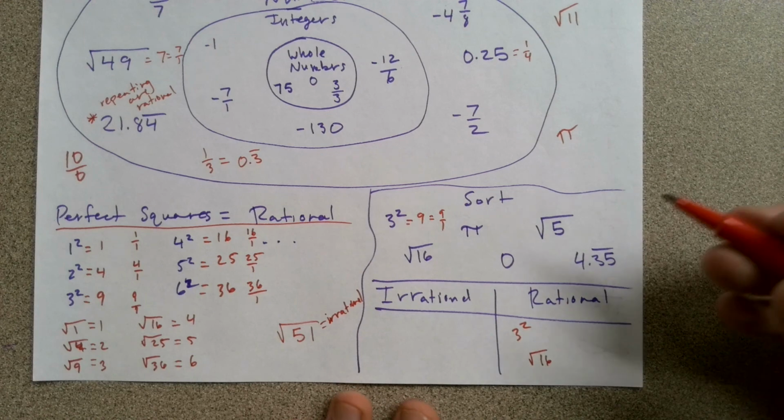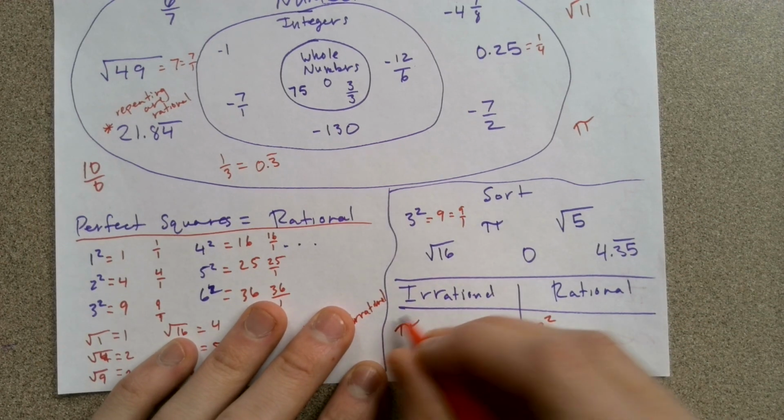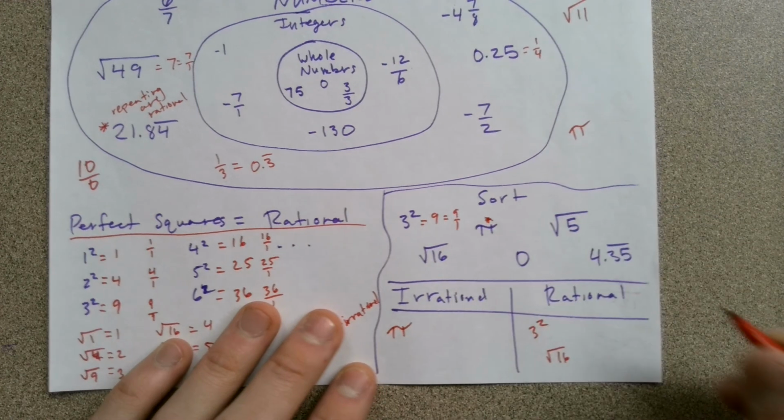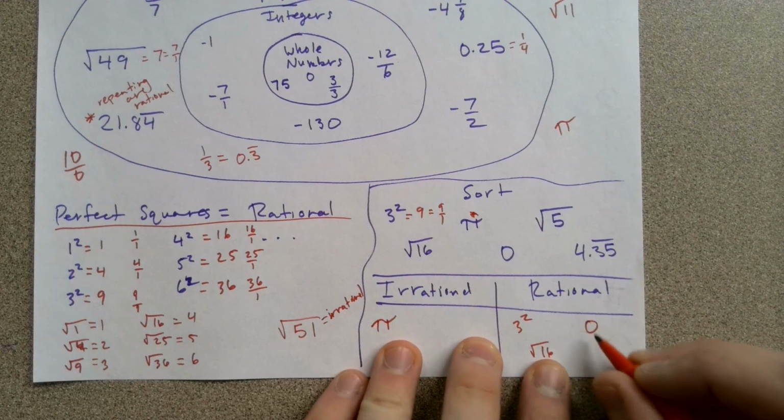Pi, this one's just one you got to kind of know. There is no way to write pi as a fraction. That is irrational. That one's kind of a special little one, maybe worth noting. 0, we can write that as a fraction. We can write it as 0 over 1. We talked about that earlier.